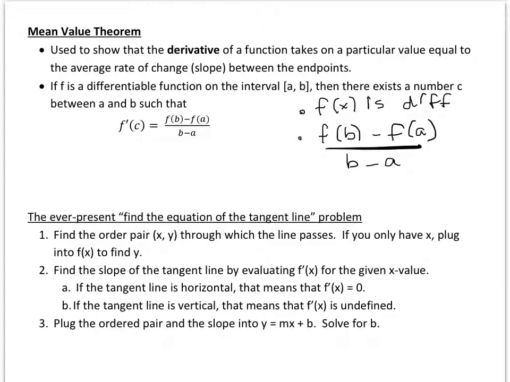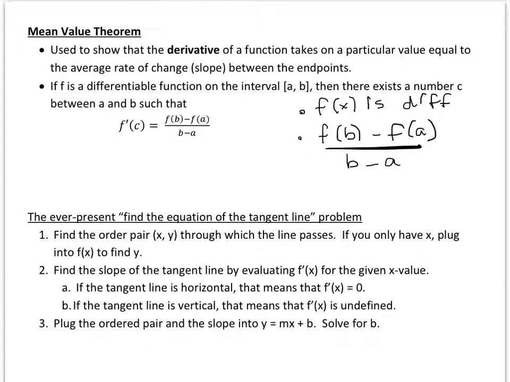So in order to use the two theorems, the pattern is the same. You need to state a condition: intermediate value theorem, function is continuous; mean value theorem, function is differentiable. And you want to calculate something. For the intermediate value theorem, you want to calculate the y value at the two endpoints. You're trying to verify a y value. For the mean value theorem, you want to calculate average rate of change. You're trying to verify a derivative.